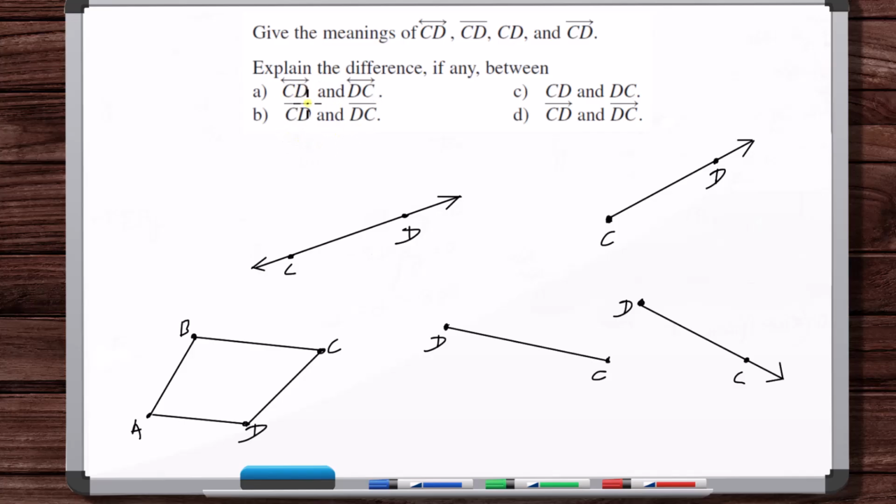Same thing with two lines. Same thing with the lengths. Only with the rays is the order actually going to mean two different things. If you tell someone a ray with two letters like this, that's implying that the first letter is the endpoint of the ray.